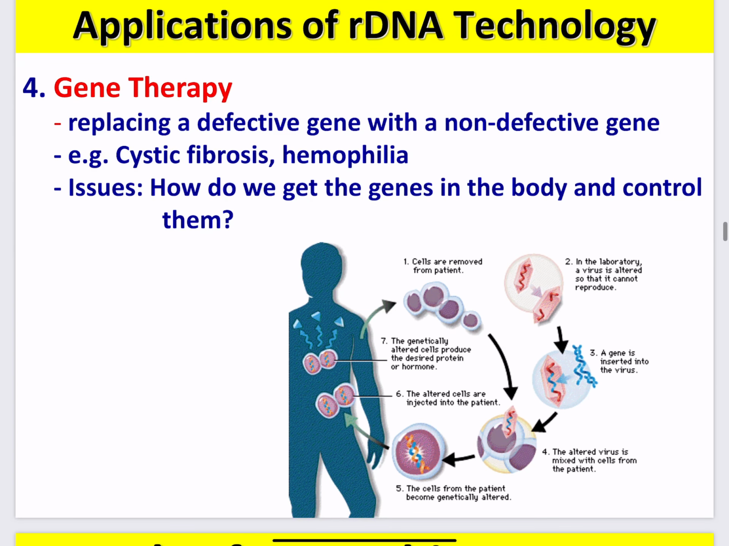Number 4, gene therapy. We can literally take out a defective gene and replace it with a non-defective gene. An example here would be cystic fibrosis or hemophilia. And we would just cut out the defective gene and put in the new gene, just like we showed you with insulin. So using the restriction enzymes and then the ligase, and hoping that it would get rid of the bad gene.